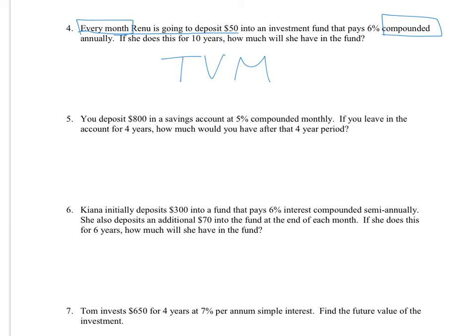Okay. Number 5, you deposit $800 in a savings account at 5% compounded monthly. So that's going to either be TVM solver or the compound interest formula. If you leave it in the account for 4 years, how much would you have after that period? So you're just leaving it in the account. You're not making regular payments. So we're using our compound interest formula.